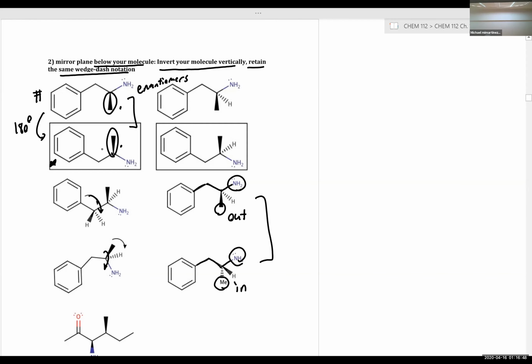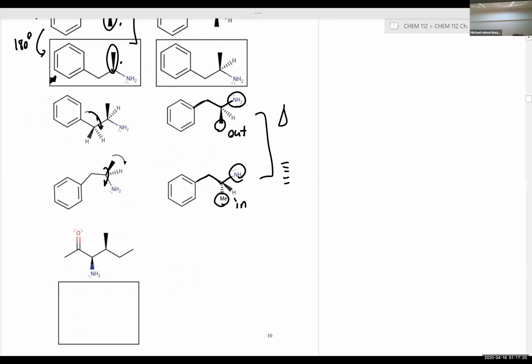If we draw them in the same perspective, we see one has a wedge and the other has a dash. So the importance of how you look at your molecules and how you rotate your molecules is really critical when drawing your molecules to ensure consistency. Does that make sense? This is why you have to be really careful with how you draw the skeleton.